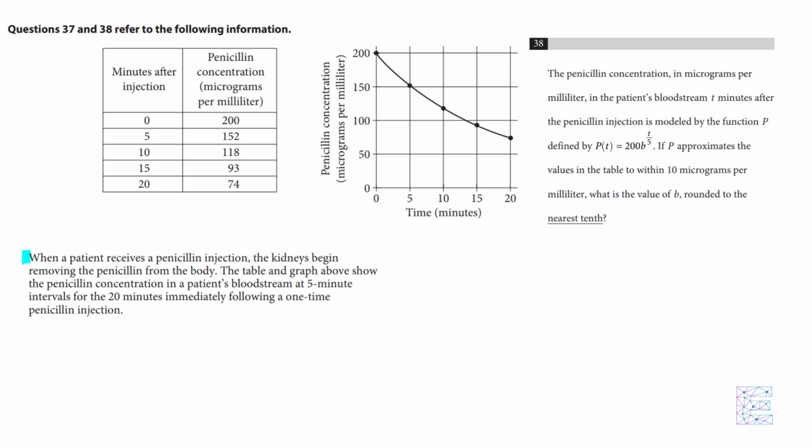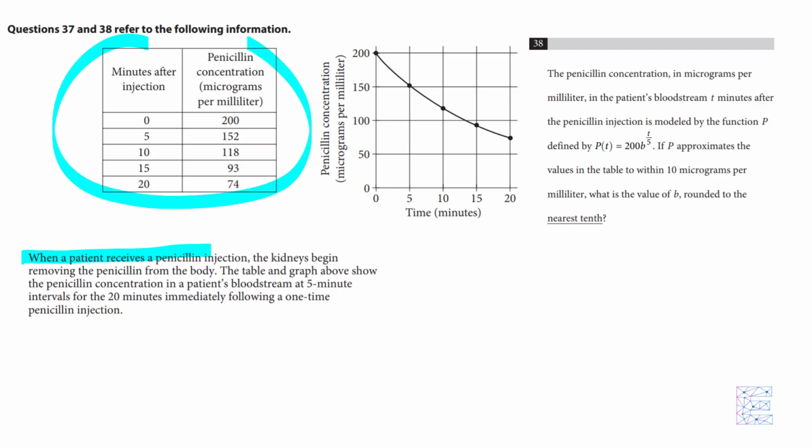When a patient receives a penicillin injection, the kidneys begin removing the penicillin from the body. The table and graph above show the penicillin concentration in the patient's bloodstream at 5-minute intervals for the 20 minutes immediately following a one-time penicillin injection.